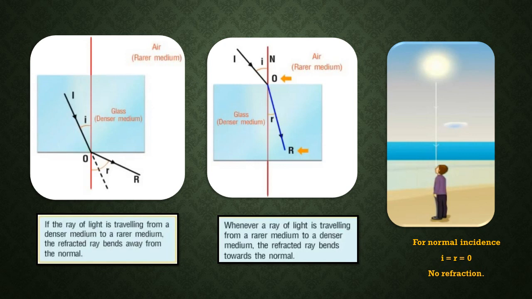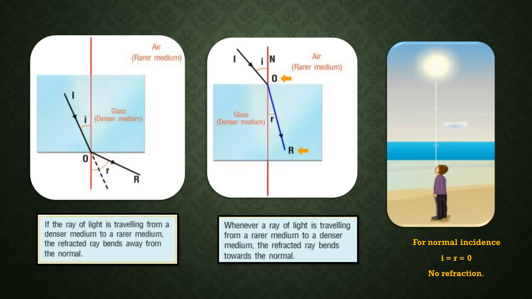I have told you that angle I and angle R are never equal in refraction of light. And in the second picture, you are observing that angle R is greater than angle I. So you can say when rays travel from a denser to a rarer medium, the angle of refraction is more as compared to the angle of incidence. And if light is moving from a rarer to a denser medium, then the angle of refraction is less as compared to the angle of incidence.